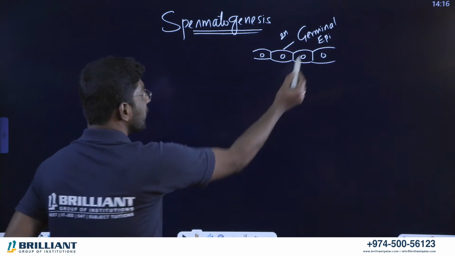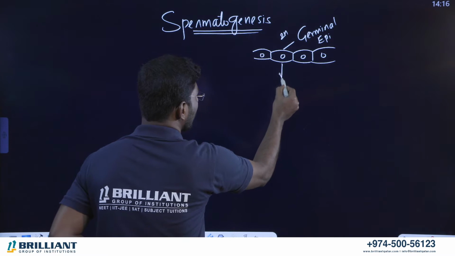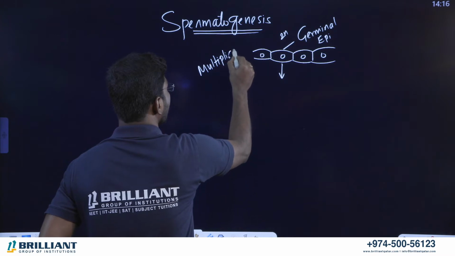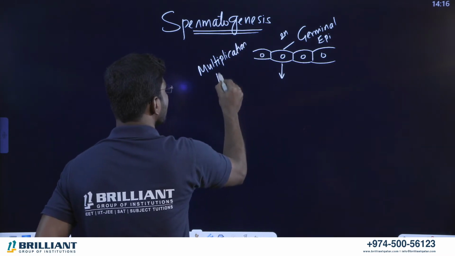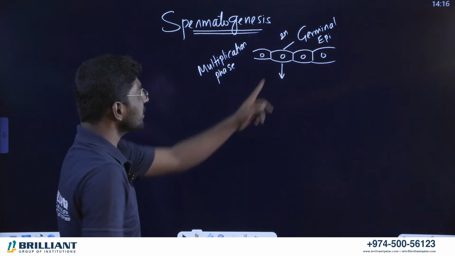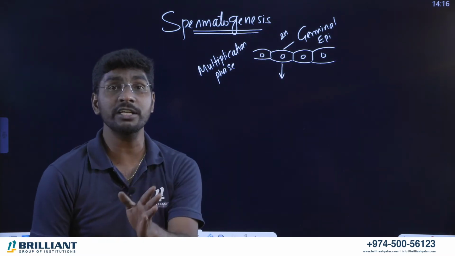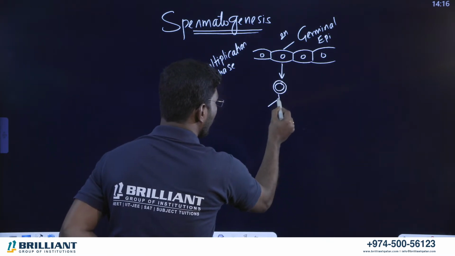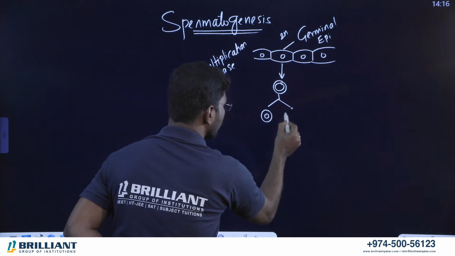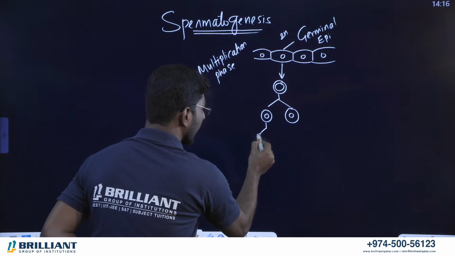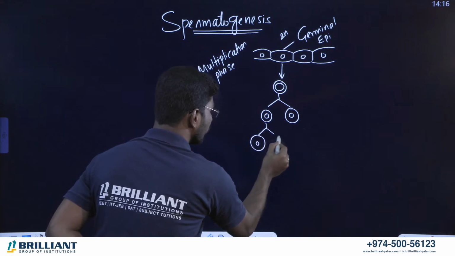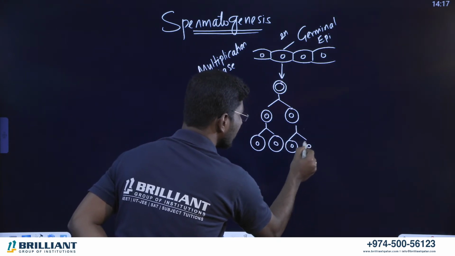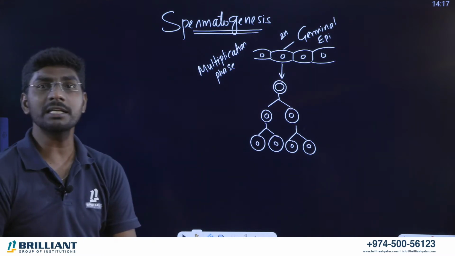Now, the first phase of spermatogenesis is the multiplication phase. What exactly is the multiplication phase? It means this germinal epithelium undergoes mitotic division. Look here, this is one germinal epithelium. It undergoes mitotic division to form two daughter cells first, and these two daughter cells again undergo mitotic divisions to form four daughter cells. Like this, the number of cells increases. That's why we call the first stage the multiplication phase.